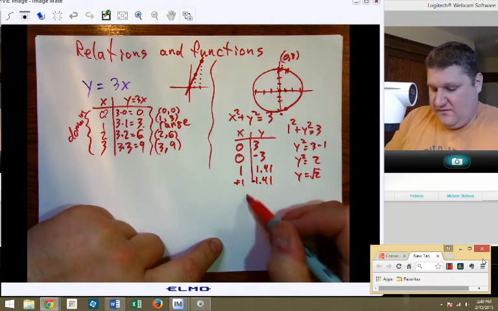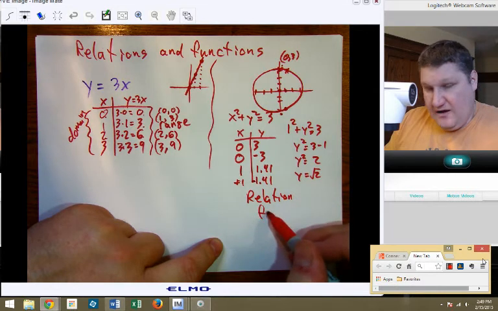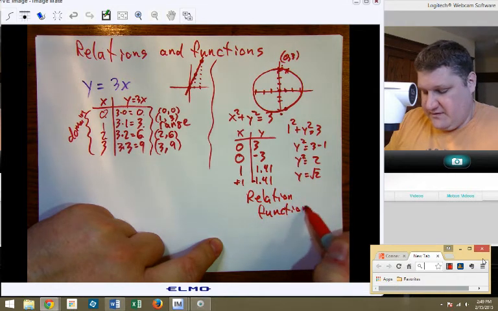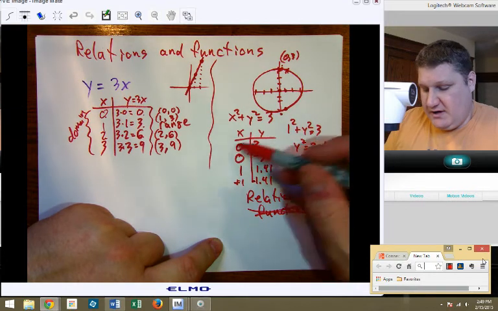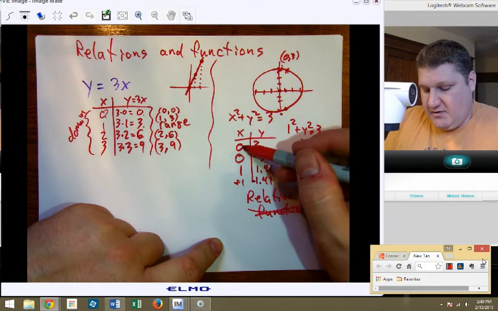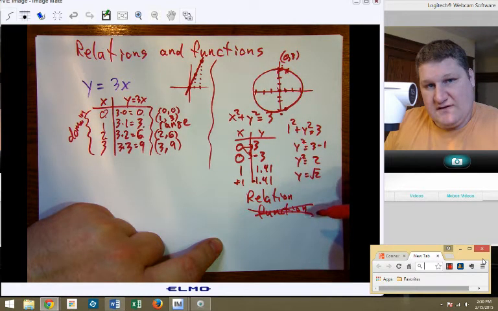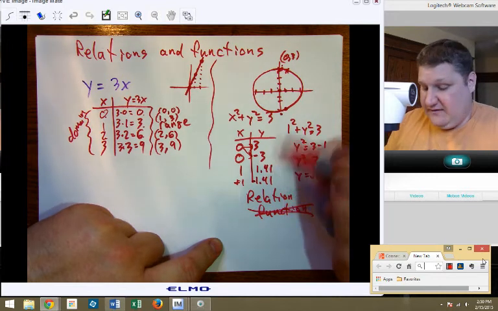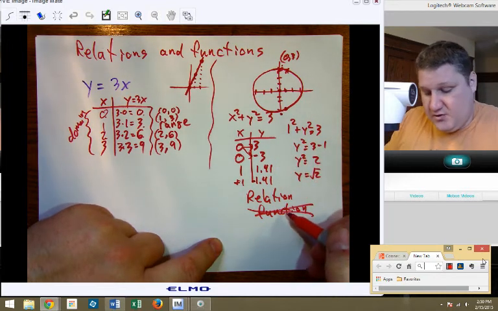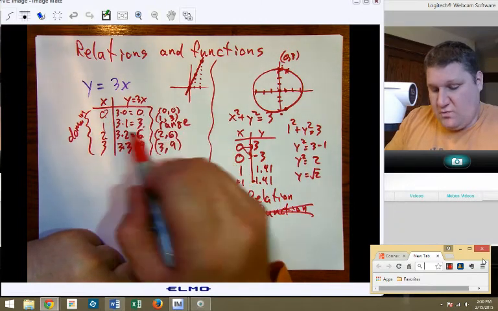In this case, this is a relation, but it is not a function. Because although it describes how to get from x to y, the 0 could either go with the 3 or the 0 could go with the negative 3. It's like trying to have two girlfriends at once. It is not going to function appropriately. Over here, for every one x, there is one and only one y.